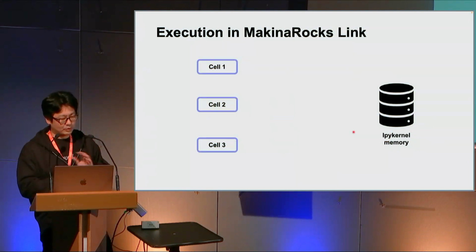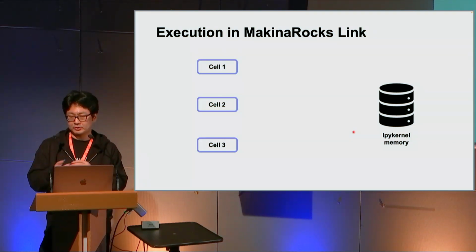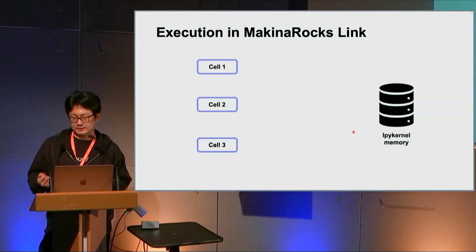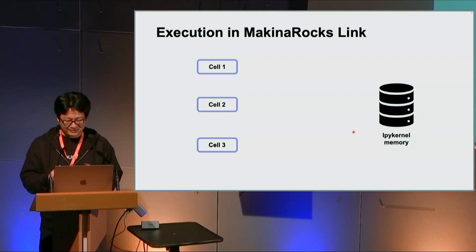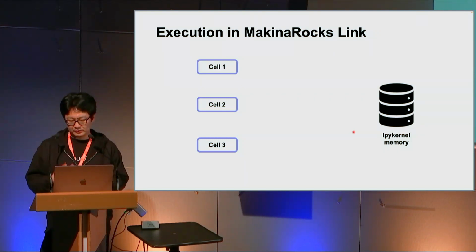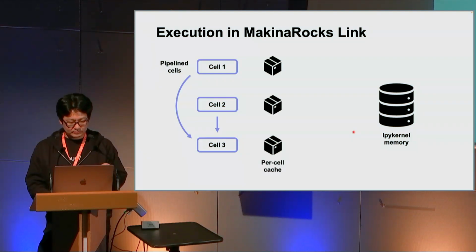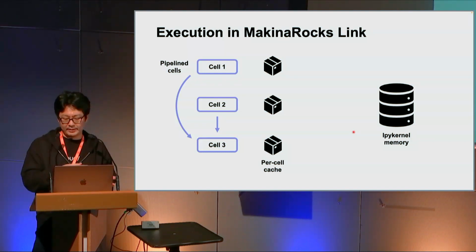So our goal with MakinaRocks Link was to get a consistent execution result regardless of your execution order, okay? Or you can also say that we specify the execution order or dependencies among cells, okay? But we still want to retain the flexibility of JupyterLab. So to achieve these contradictory goals, we introduced a subtype of code cell, which is the pipeline cell, okay? So you can assign execution dependencies among pipeline cells and attach per-cell caches to every cell in the pipeline.